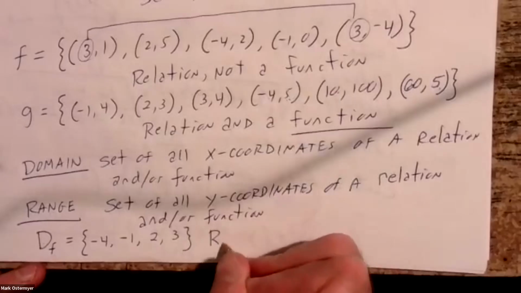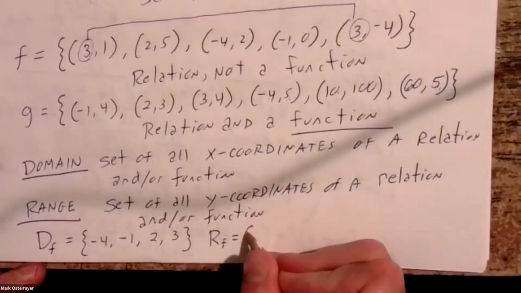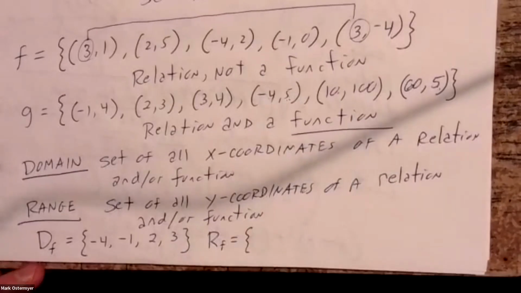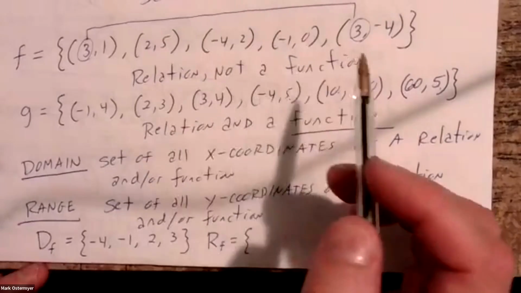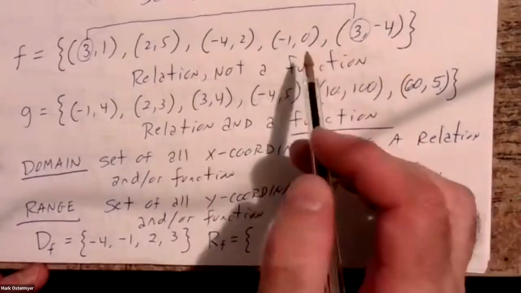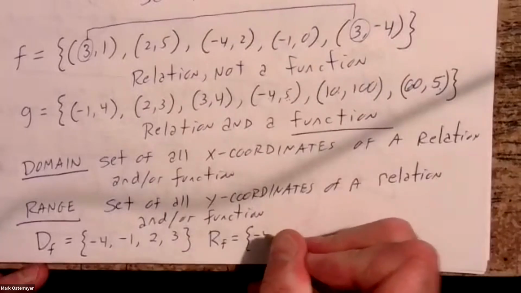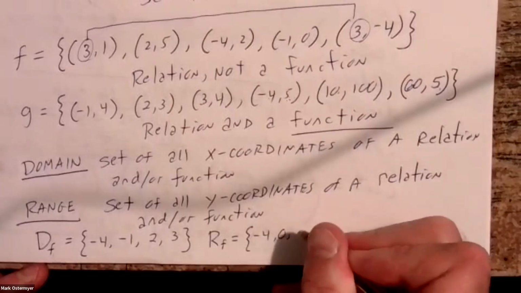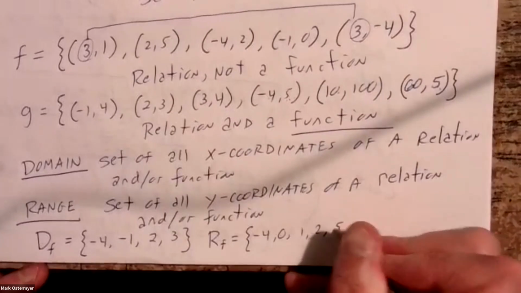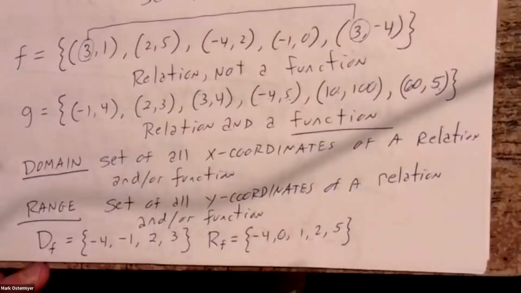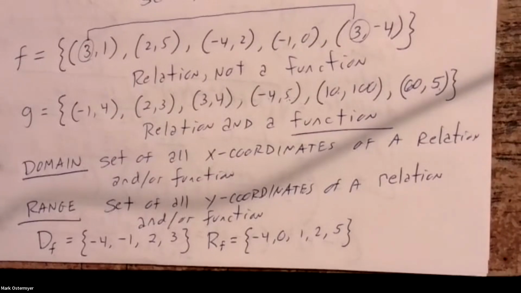What would be the range of this relation f? It's the set consisting of all y coordinates of all points of the relation. So the range is going to be a set consisting of -4, 0, 1, 2, and 5. That would be the range of relation f. Any questions so far on what a domain and range is?